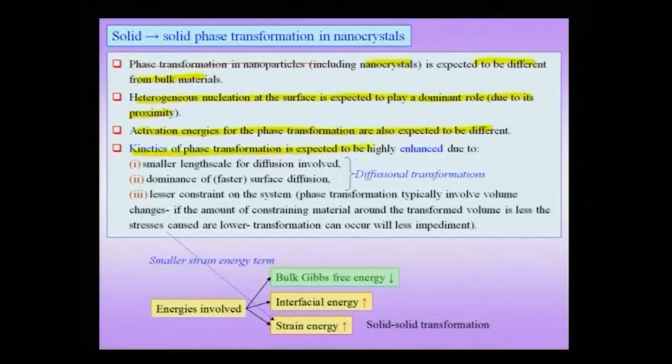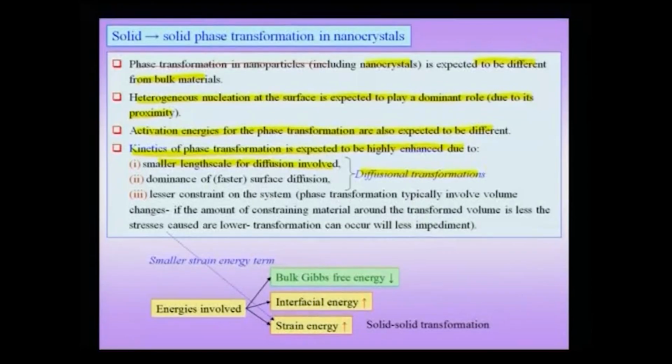Additionally, apart from the thermodynamic aspects, we would also notice that the kinetics of phase transformation is expected to be highly enhanced with respect to the bulk. The reasons are obvious; we list three important reasons. First, a smaller length scale for diffusion is involved. Suppose I am talking about a diffusional transformation for now, like we have been doing so far, the first order diffusional transformation, which progresses by nucleation and growth. Since the overall particle size is very small, the overall length scale for diffusion for the phase transformation to be completed is going to be small. It is also going to be of the order of nanoscale.